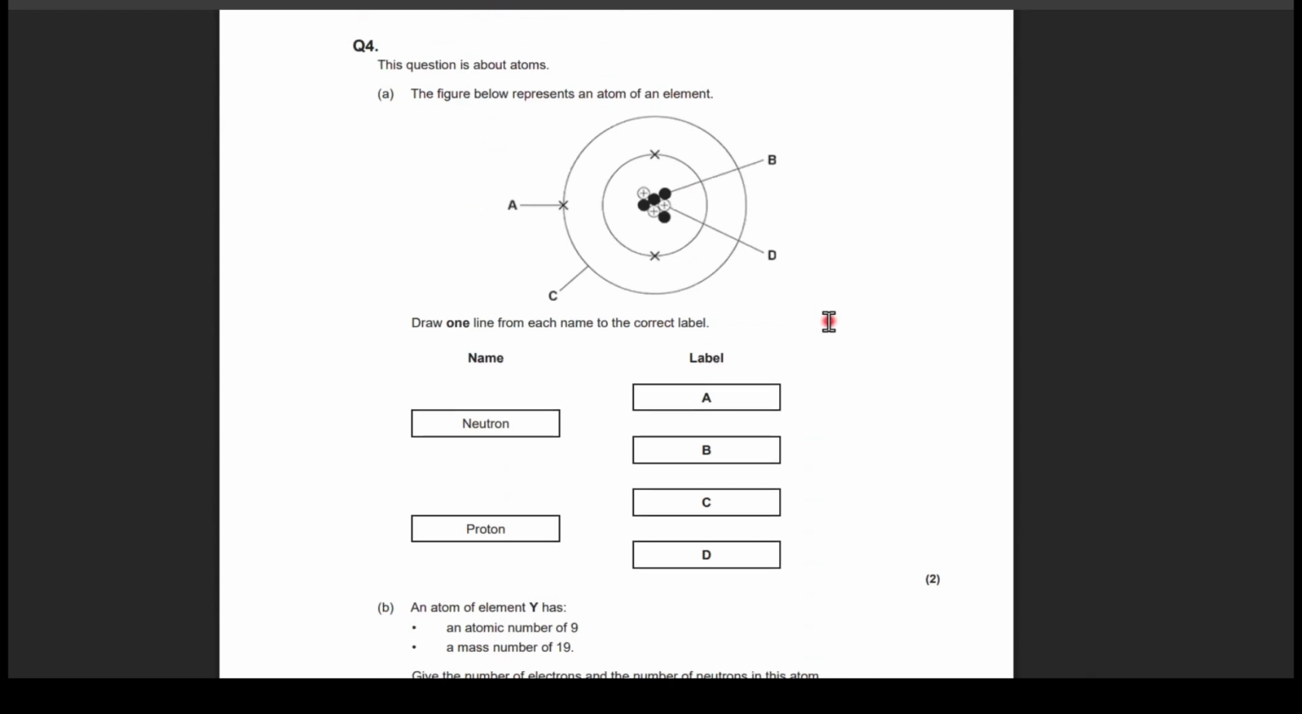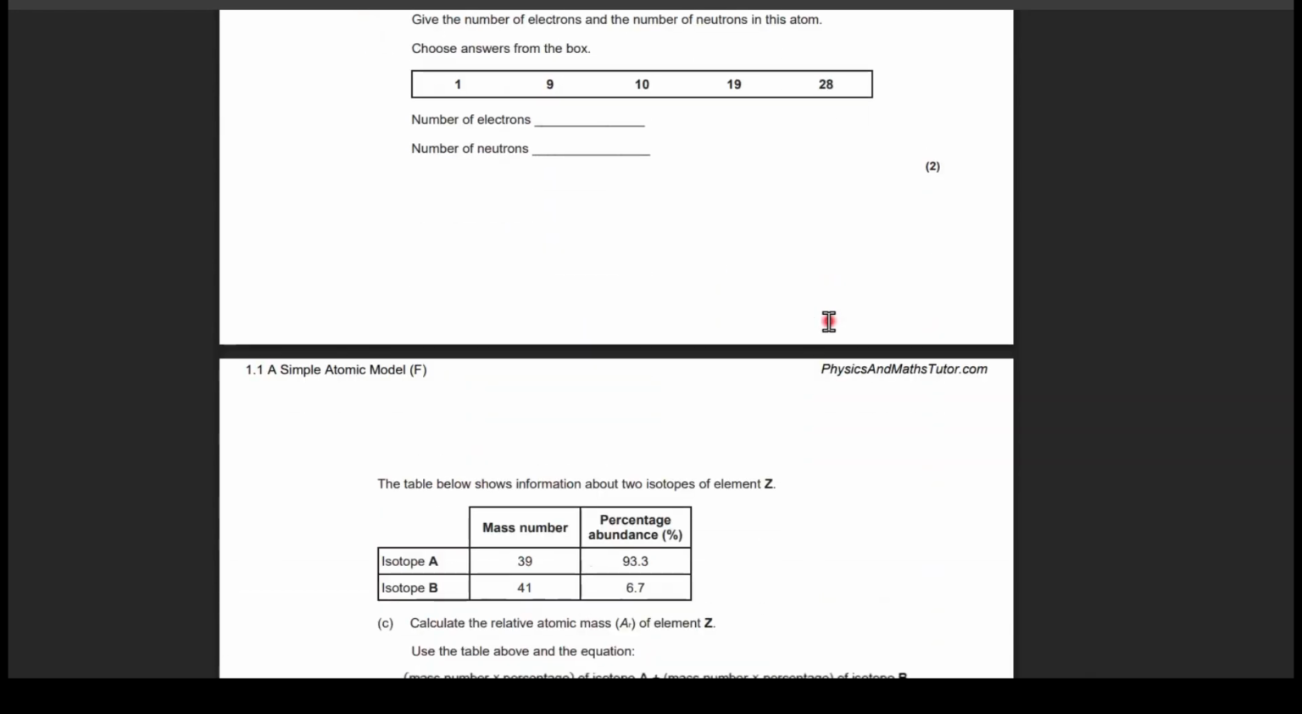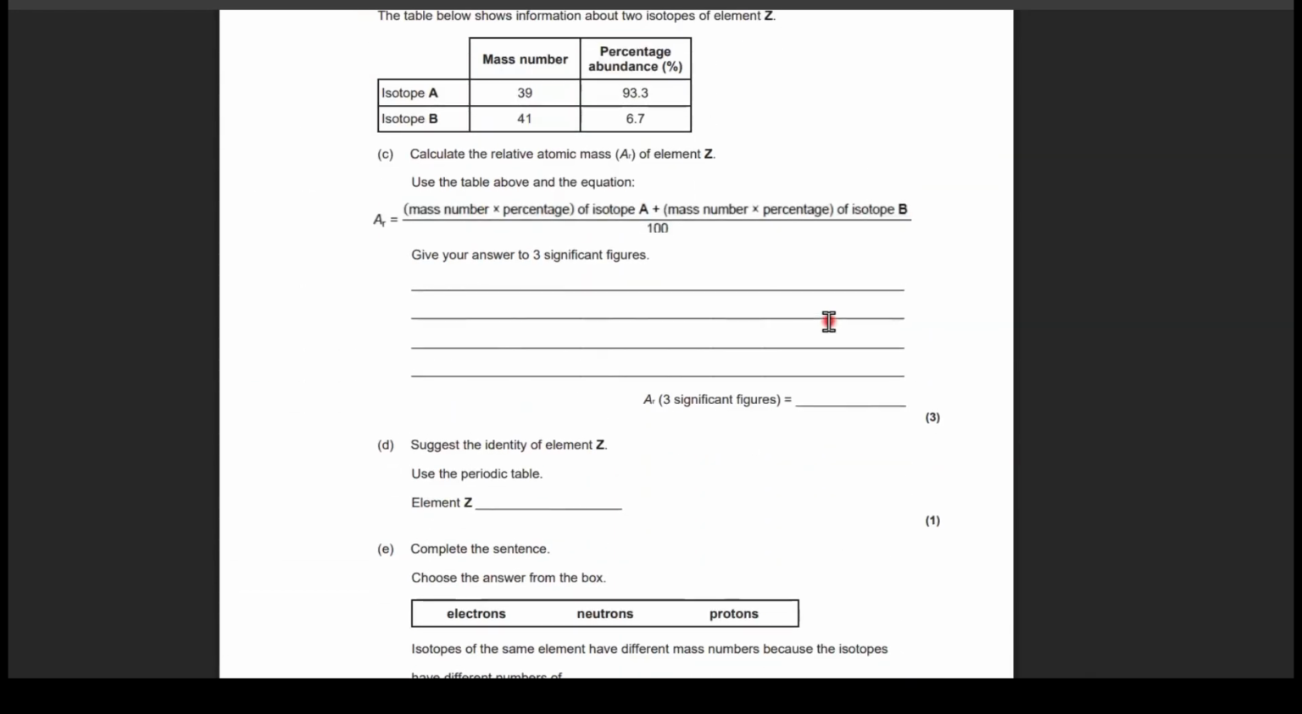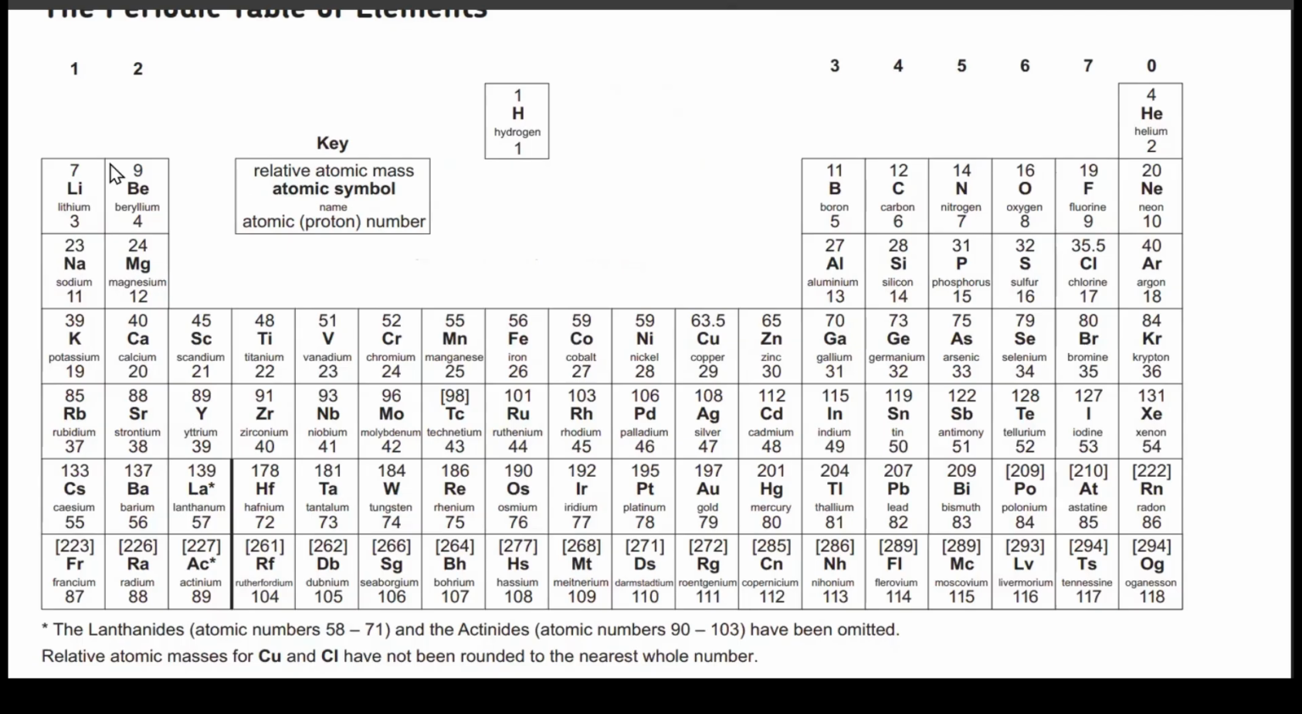No, this was all element Y. None of this was element Z. So the only thing we can go on is the mass number. We don't have the number of protons. So what we're going to do, we're going to go to our periodic table and we're going to look for something with a mass number of roughly 39.